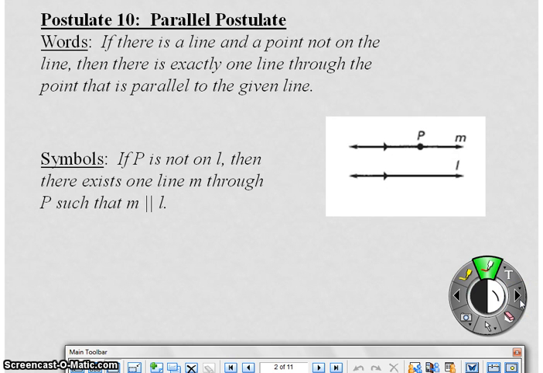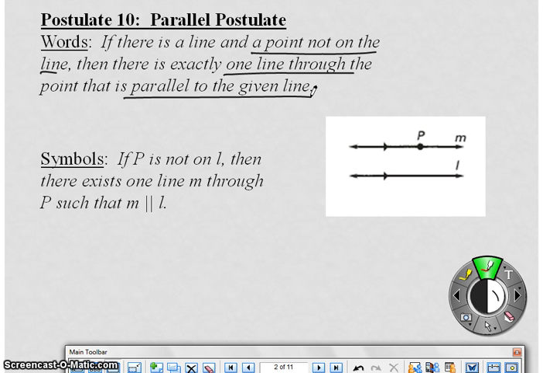Here's your first postulate, postulate 10, the parallel postulate. In words, if there is a line and a point not on the line, then there is exactly one line through the point that is parallel to the given line. I know that sounds like a lot, so look for a few things. If there is a point not on the line, then there is exactly one line through the point that makes it parallel to the given line. Those are just some keys.